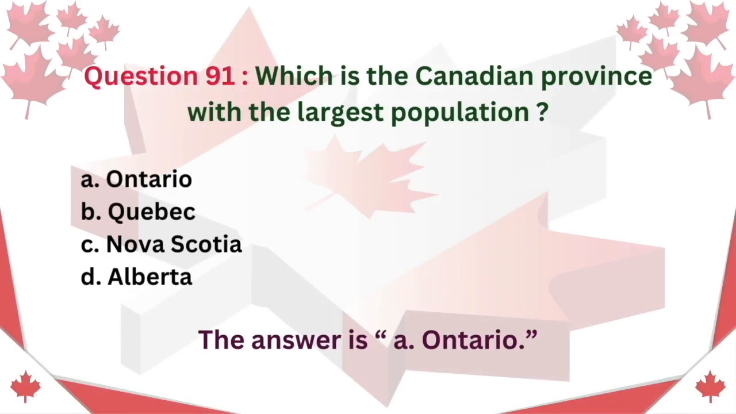Question 91. Which is the Canadian province with the largest population? A. Ontario. B. Quebec. C. Nova Scotia. D. Alberta. The answer is A. Ontario.